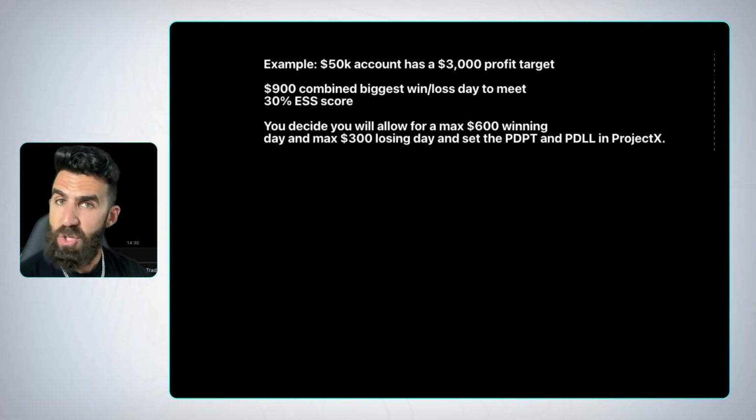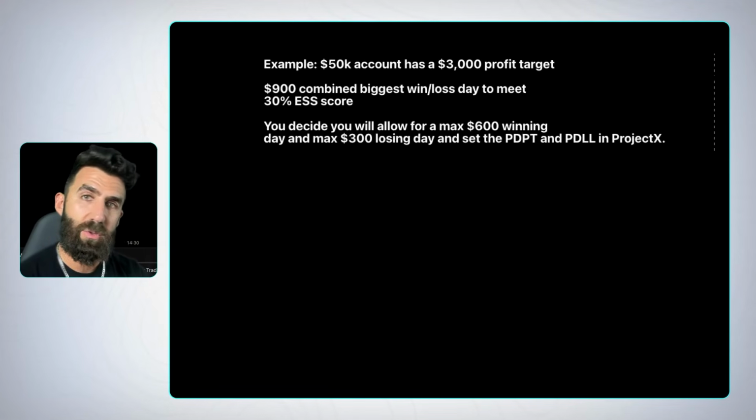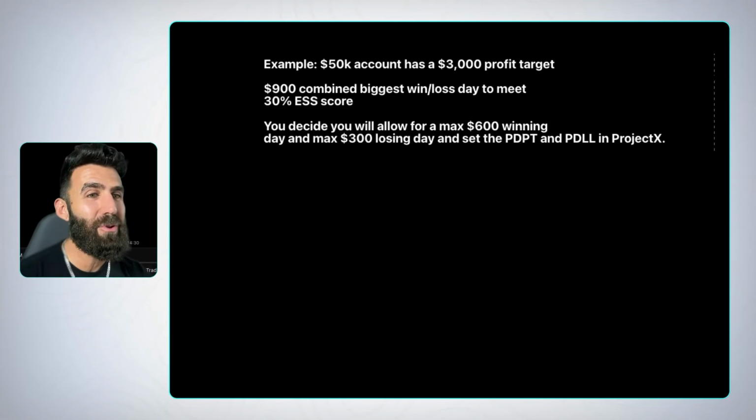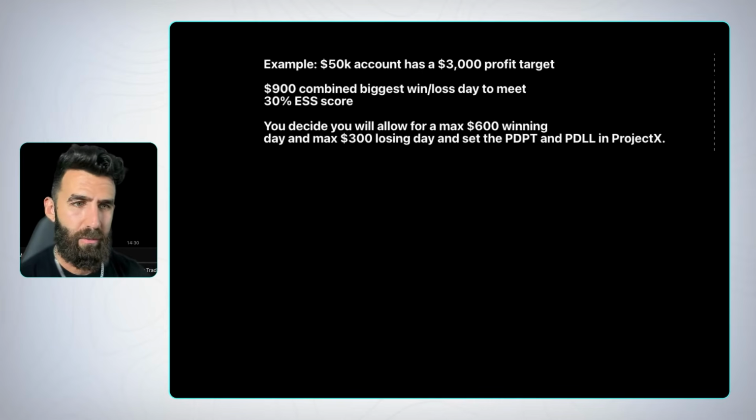I can have stuff in between there, right? I can make $100, lose $50, but I'm not going to go above $600 or below $300. Why? Again, $600 plus $300 is $900. That keeps you under the 30% of $3,000 when you want to request a withdrawal, right?